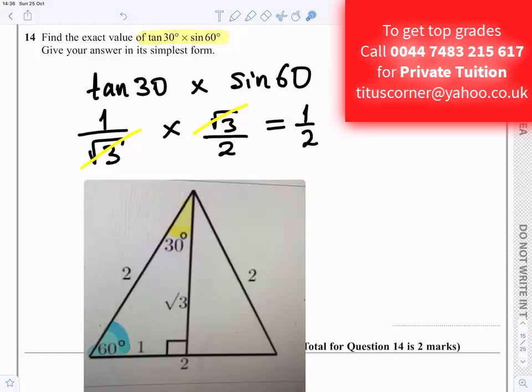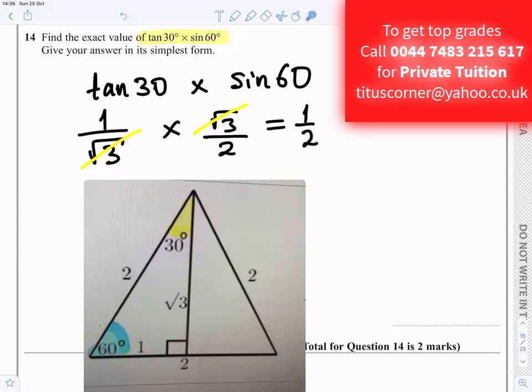Now you can work out tan 30 degrees and sine 60 degrees. Tan 30 degrees is opposite over adjacent. From 30 degrees, opposite is 1, adjacent is root 3, so it's 1 over root 3. Sine 60 degrees, opposite over hypotenuse. Opposite is root 3, hypotenuse is 2, root 3 over 2. Once you get those values, you multiply them together. The root 3 and the root 3 cancel. So you have 1 times 1 at the top, which gives you 1, and 1 times 2 at the bottom, which gives you 2. So the answer is a half, 0.5.